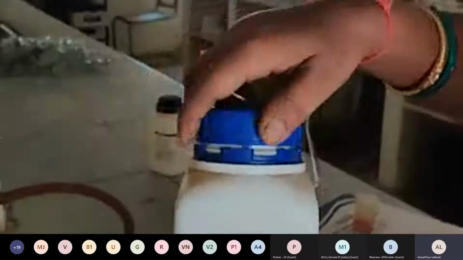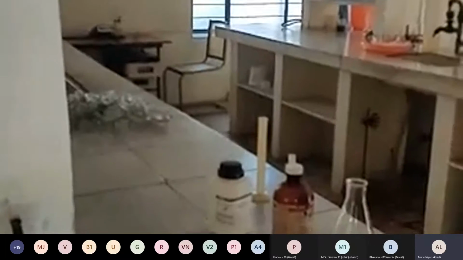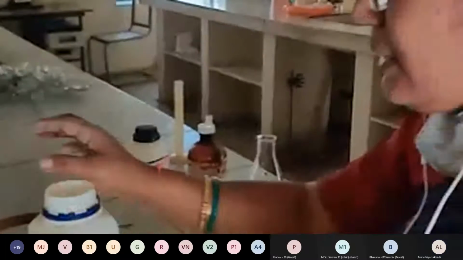What is the starting material? The starting material is acetanilide. This one is acetanilide. So take 1 gram of acetanilide. That 1 gram of acetanilide is soluble in ethanol.